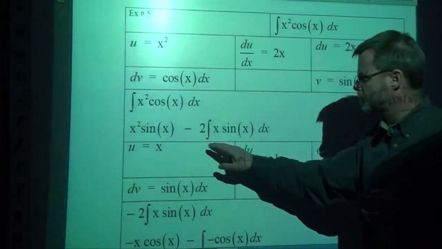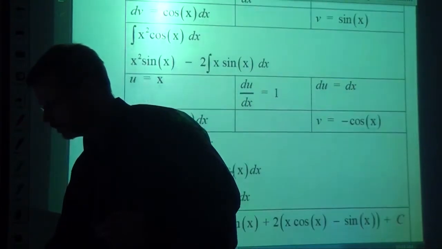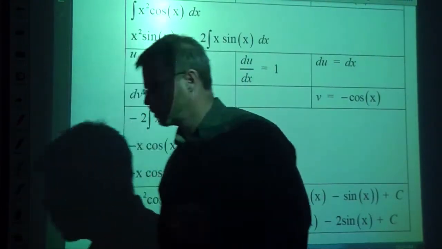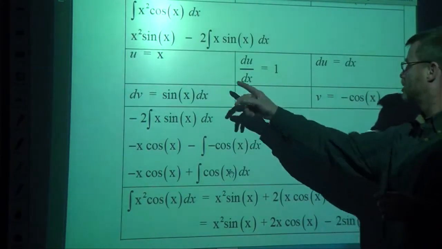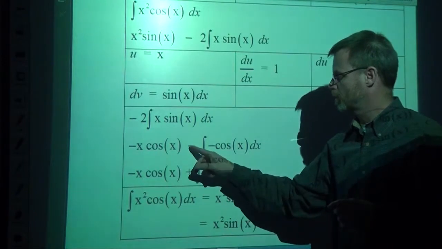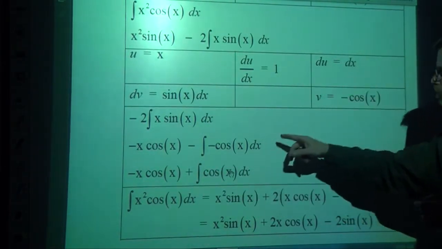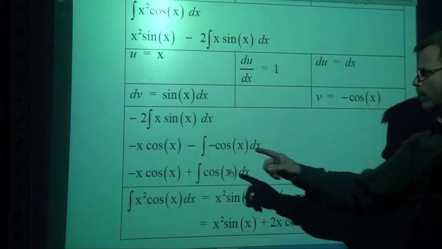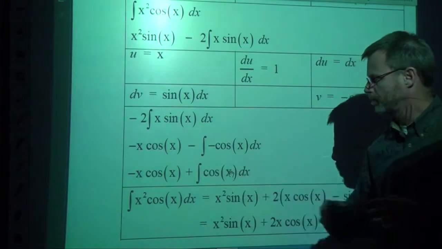So this branch alone of the problem is going to give us uv, which is negative x cosine x, subtract the integral of v du. Here you have subtracted negative, which is, we change this sign.